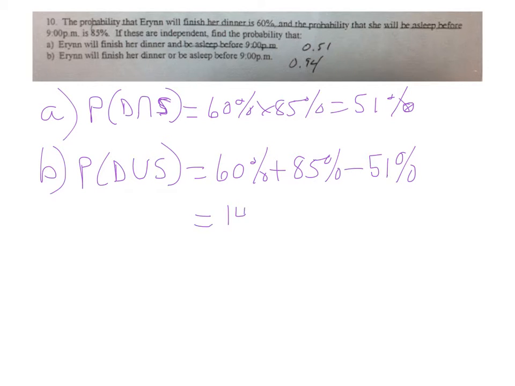And so we end up with 145%, which seems wrong at first, because we shouldn't have a probability over 100%, but that's because we still have to subtract the 51. And so that's going to land us at 94% probability for one or the other for that question.